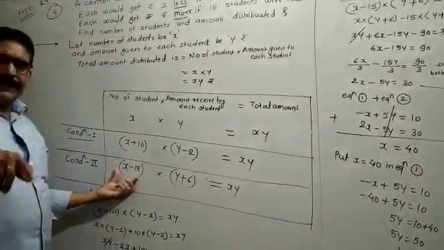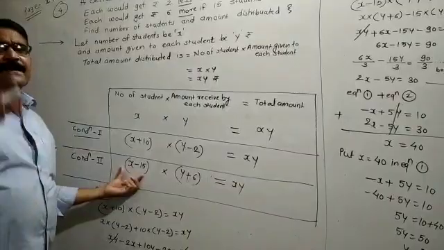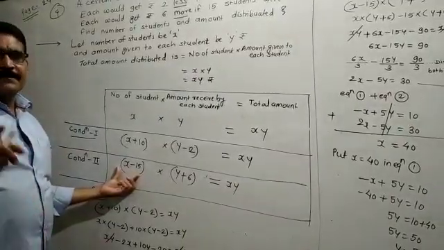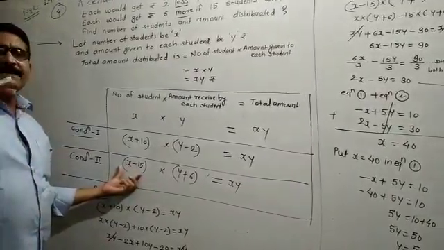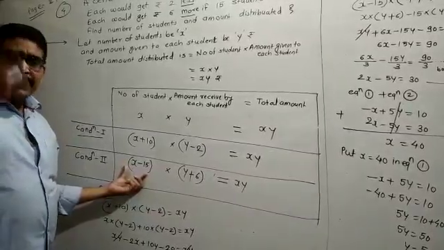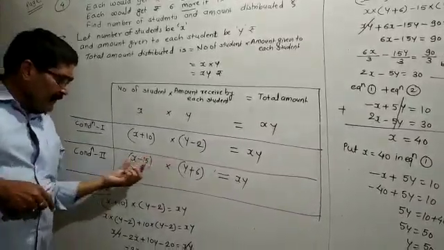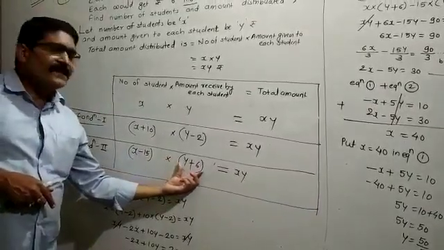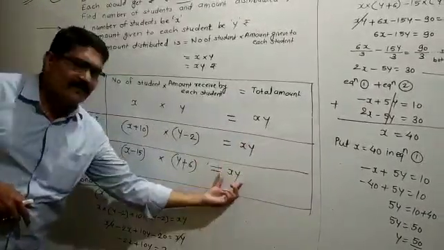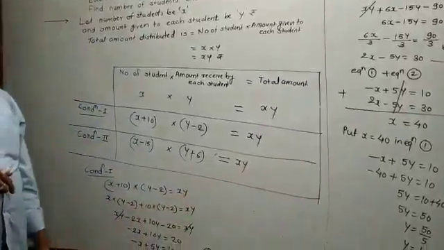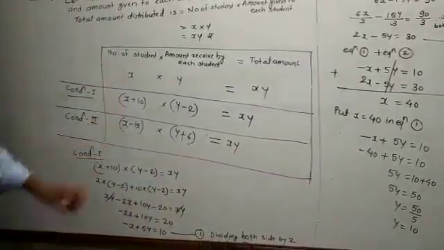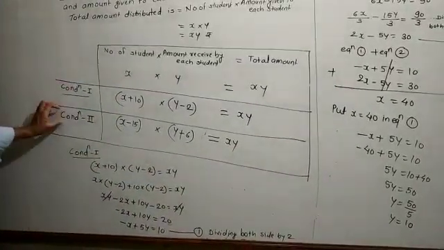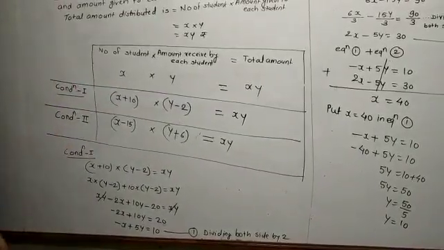I already told that if the number of students decreases, each will get more rupees. If the number of students increases, each will get fewer rupees. In the same manner here, if the number of students decreases, each will get 6 rupees more, and the total amount you have to distribute is between the students, xy. This is the first condition, this is the second condition. From the first condition and second condition, you have to frame the equation.